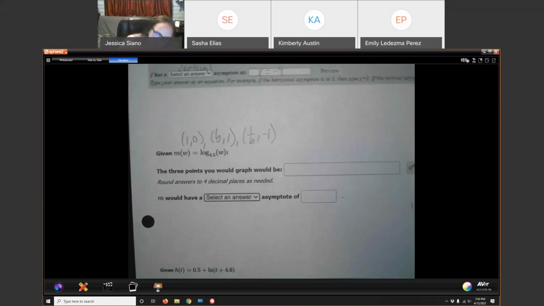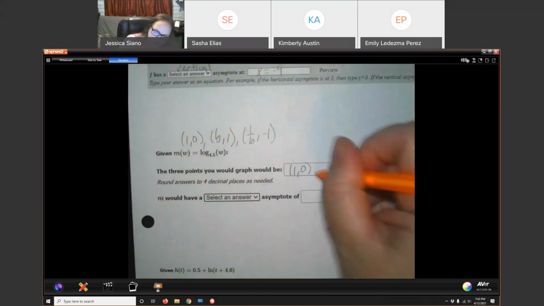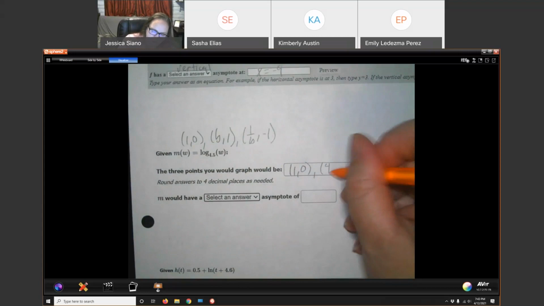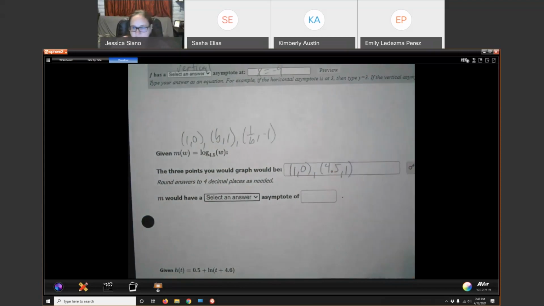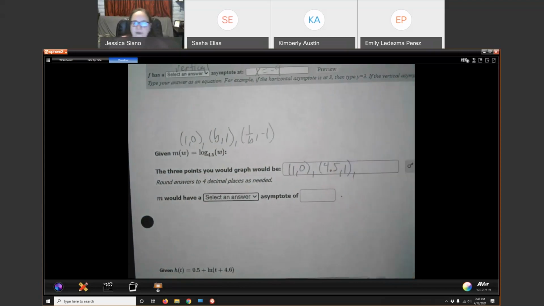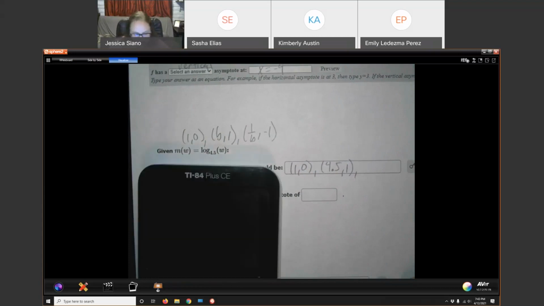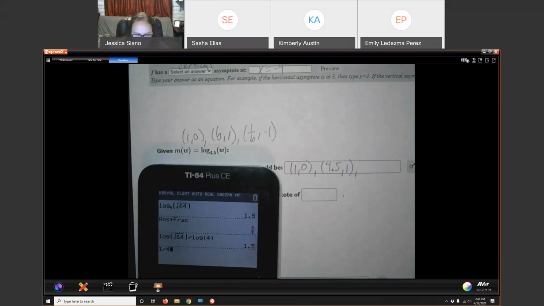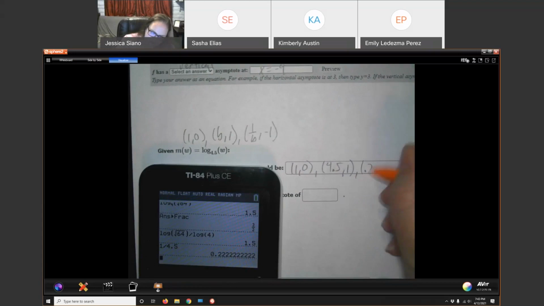So here my 3 points would be (1, 0), (4.5, 1), and then my last point is, well, what is 1 over 4.5? Okay, so it's always (1, 0), (b, 1), (1 over b, -1).